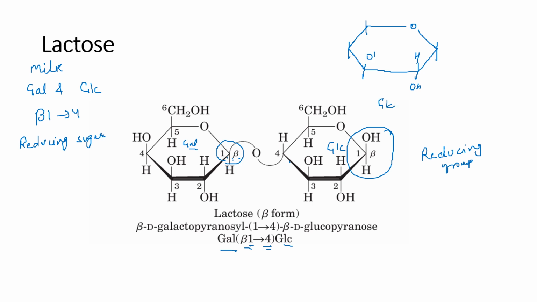Glucose, OH is over here, H, this is H, OH, H, and CH2. So we know in the pyranose form there's one oxygen and 5 carbons. The 6th carbon is outside the ring. And here the glucose is in the beta form. It is the beta form of glucose, so OH will be on the upper side.